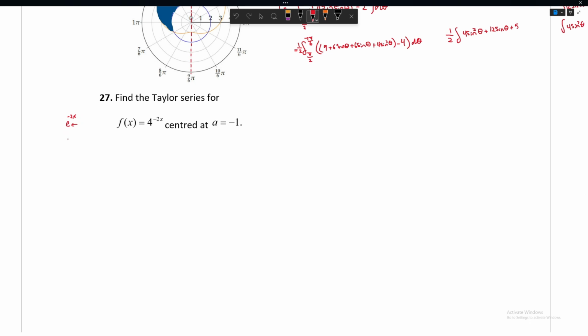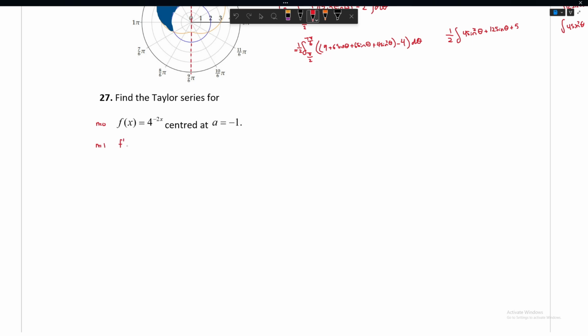And so when you derive e to the negative 2x, it's just e to the negative 2x times the derivative of the top, which is negative 2. And so when you're doing this, you use the same exact process. Back to the Taylor series, when you want to find your Taylor series, you want to find the pattern. And so this is at your n equals 0, and this is at your n equals 1.